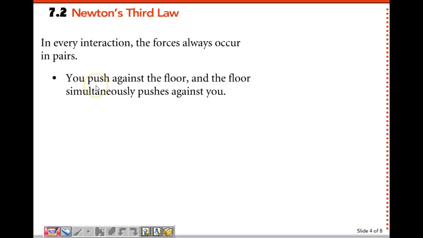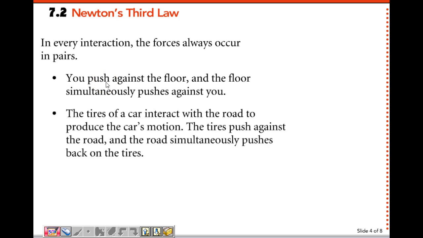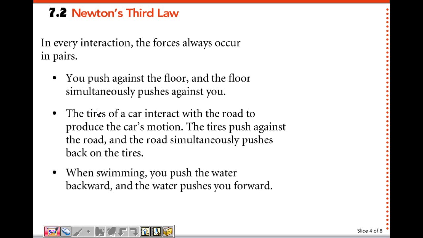If you push against the floor, the floor simultaneously pushes against you. So if you stand up, the floor is pushing back. We would actually call that the support force. We've been talking about that in class. The tires of a car interact with the road to produce the car's motion. The tires push against the road, and the road simultaneously pushes back on the tires. When you're swimming, you push the water backward, and the water pushes you forward.